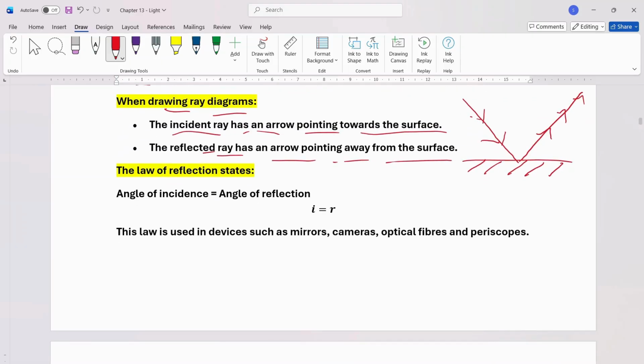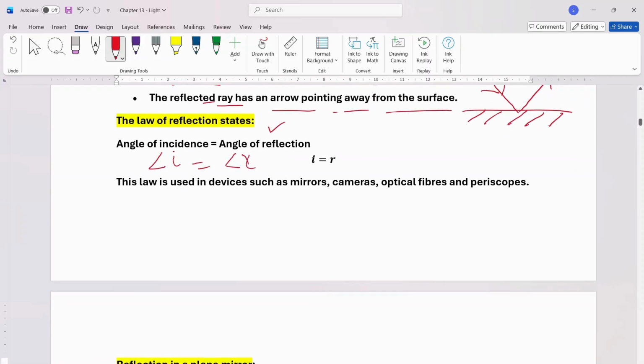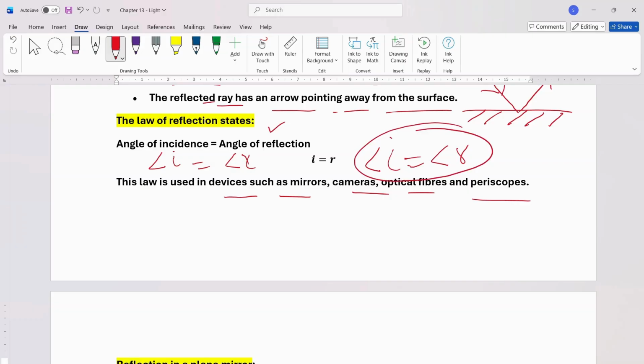The law of reflection states that the angle of incidence will always equal the angle of reflection. The law is used in devices such as mirrors, cameras, optical fibers, and periscopes. So the angle of incidence is always equal to the angle of reflection, which is our main point.